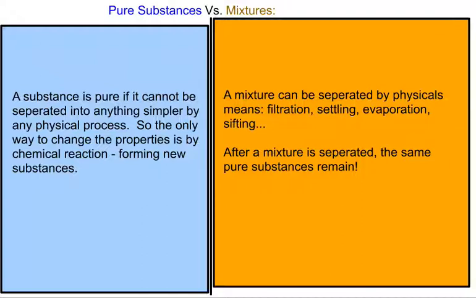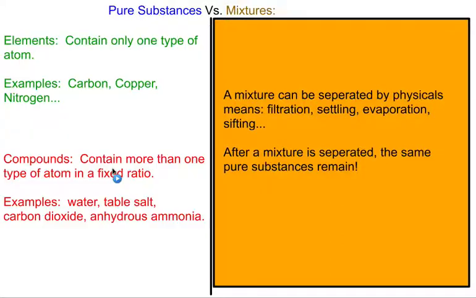Mixtures, however, can be separated by physical means. So you could filter something out, you could let it settle and pour one thing off of the other one. You could let one substance evaporate out of the other. You could just simply sift through it and pull things out. So some sort of physical means is going to separate out mixtures. Okay, so mixtures are made out of more than one pure substance. Okay? We can further break down these classifications into others.